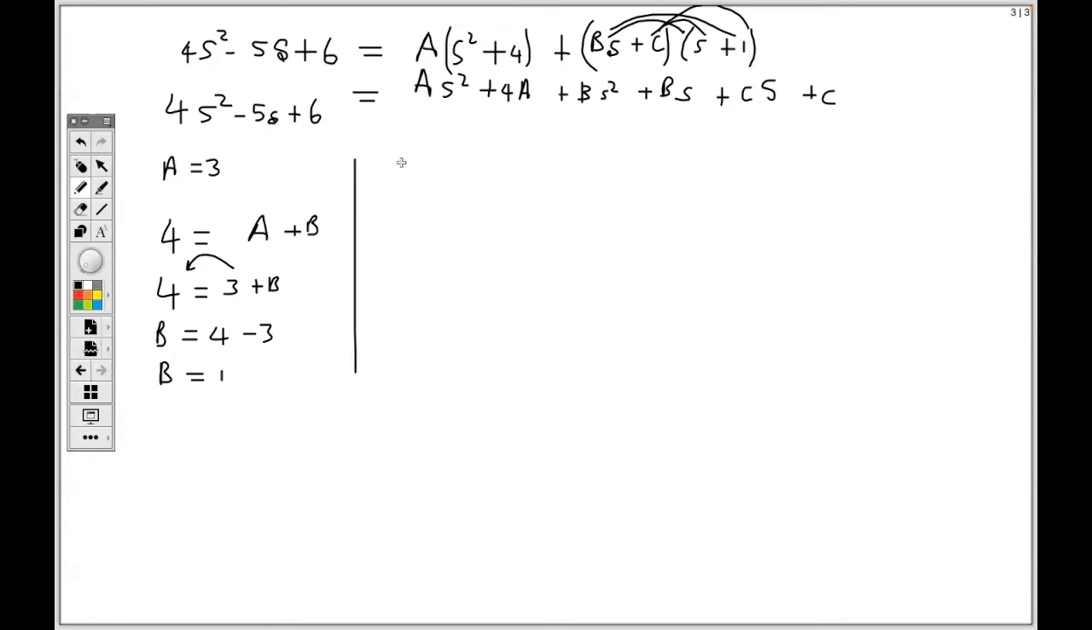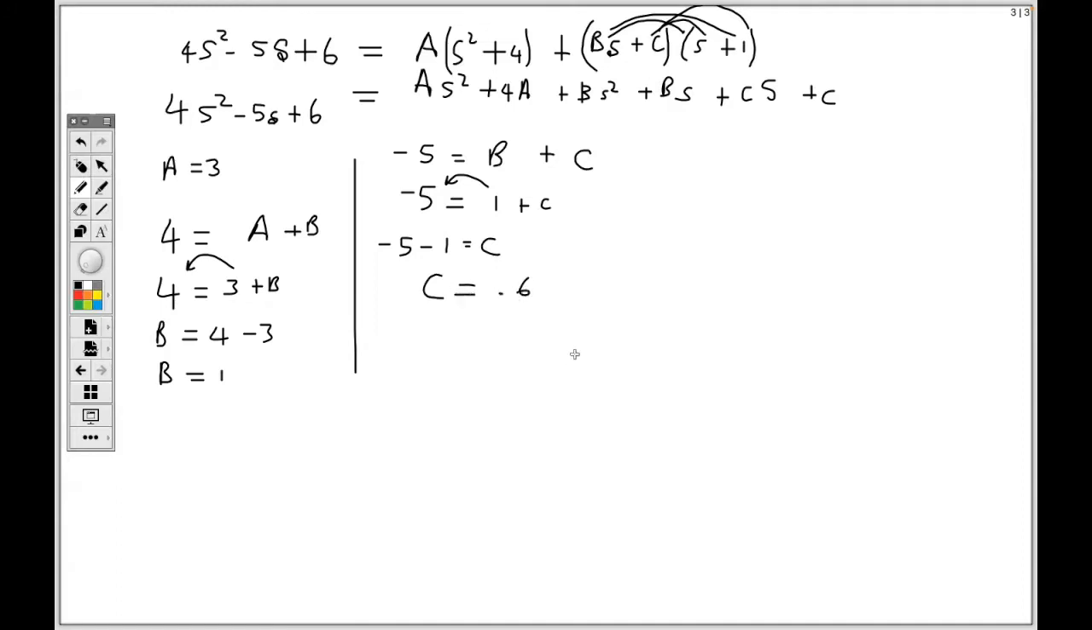Now I'm going to look at the coefficient of s. So I have negative 5 is equal to, on my right hand side, b plus c. Those are the coefficients of s. And I know b is 1. So I have minus 5 is equal to 1 plus c. And I carry over the 1, so it becomes minus 1. So I have c is equal to negative 6.